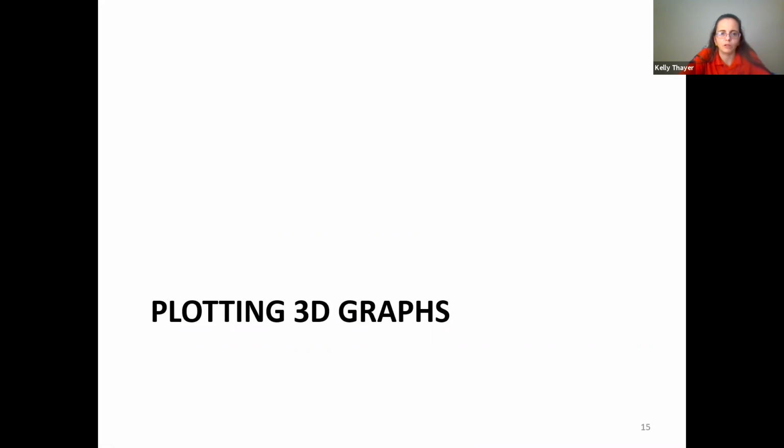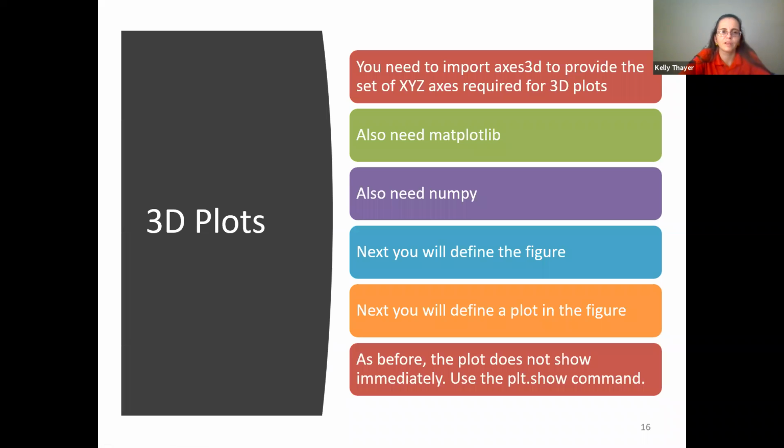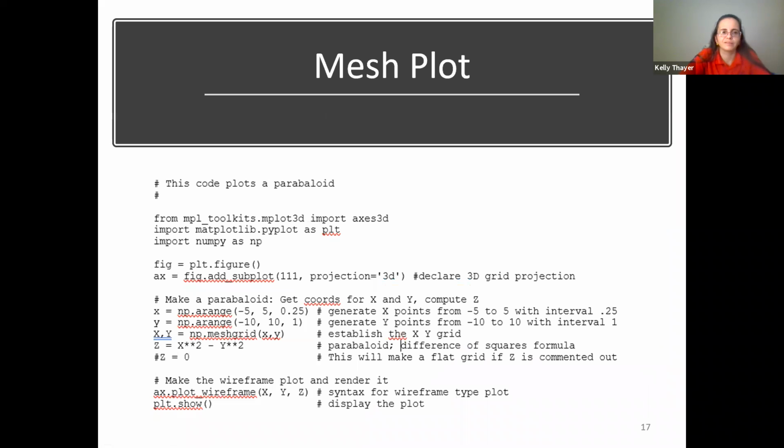Next, we'll talk about the 3D graphs. So for 3D plots, you need to import Axes3D to provide the set of XYZ axes which is required for 3D plots. You'll also need to use Matplotlib and NumPy. The next thing you'll do is define the figure, and then you'll define a plot in the figure. This is a little bit different than what we've done so far. And then, as before, the plot does not show immediately. You'll use the plt.show command in order to actually display it.